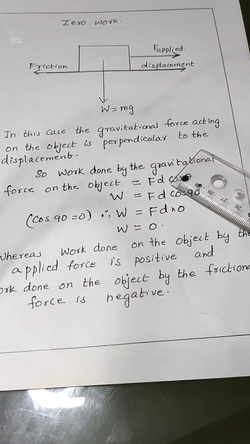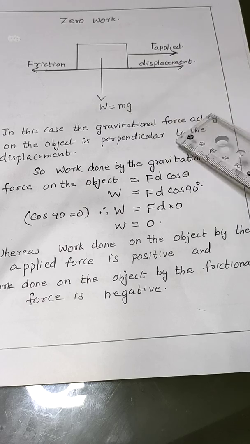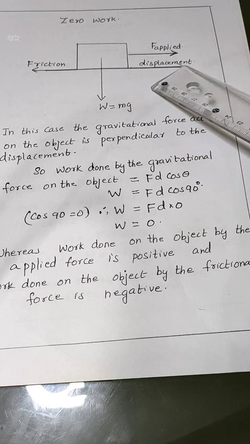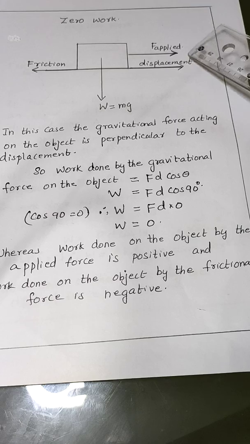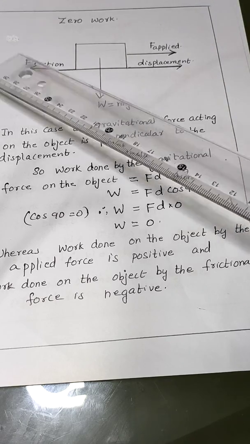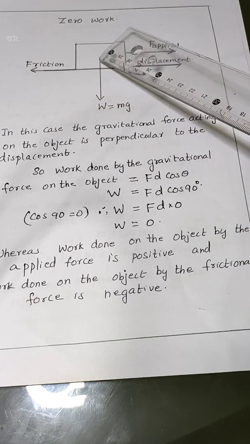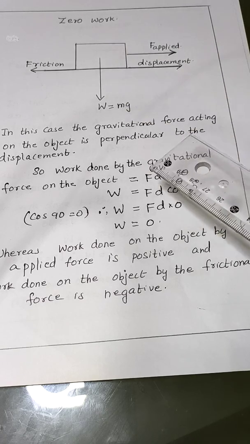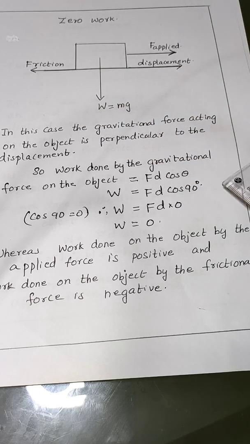Look at the situation here. The object is placed on a surface. A force is applied towards the right and the displacement happens towards the right, which means force applied and the displacement are in the same direction. Now the friction is acting opposite to the displacement. The gravitational force is acting vertically downwards, which means it is perpendicular to the direction of the displacement.